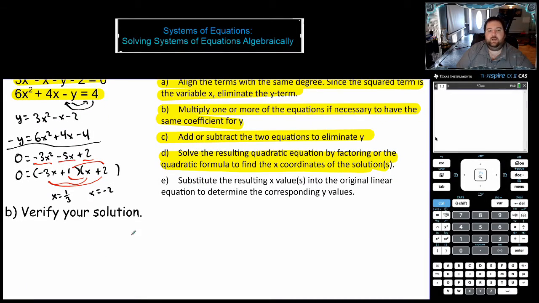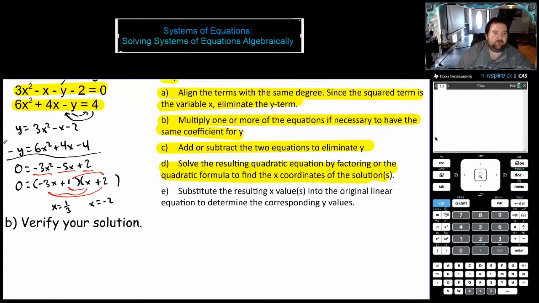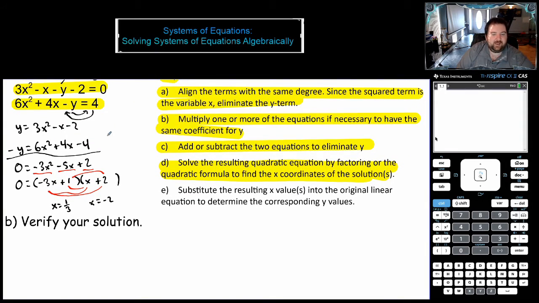Then we need to substitute to find our corresponding y values. When you're doing this with quadratic-quadratics, before when it was linear-quadratic, you're just using the linear one, right? Because that's the simpler equation. That's why we did that one. Now you just need to look at your two equations. So here they are. Which one looks simpler to you?